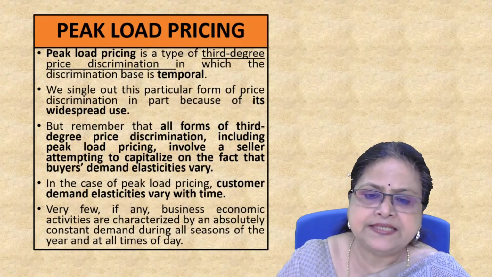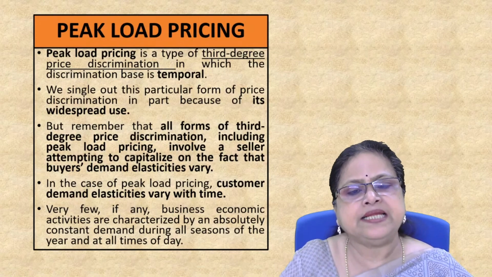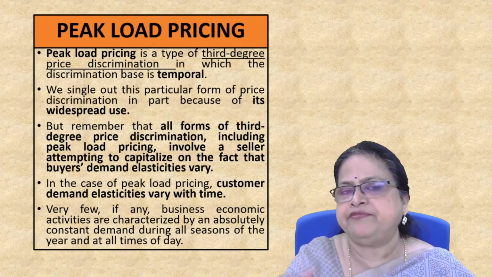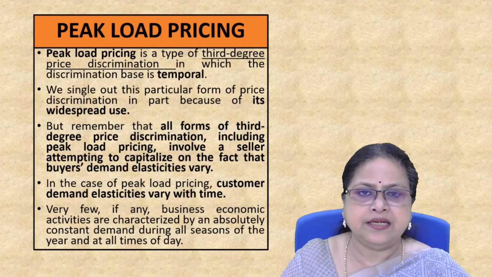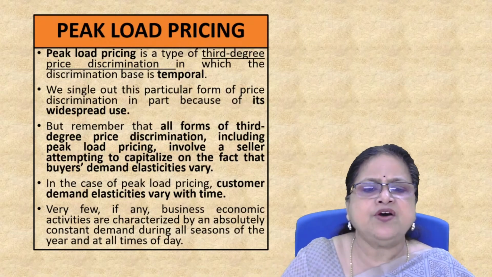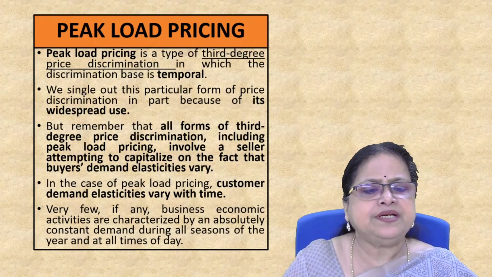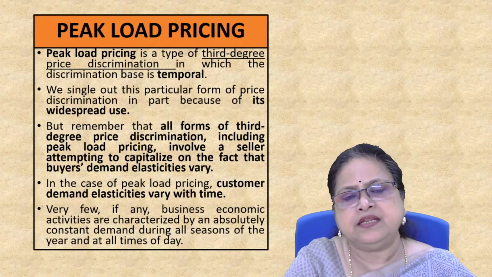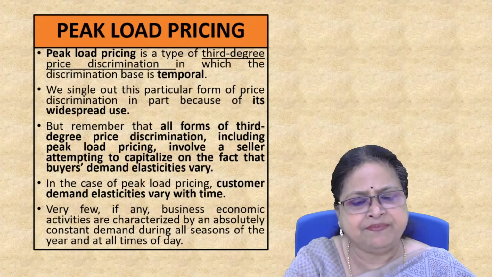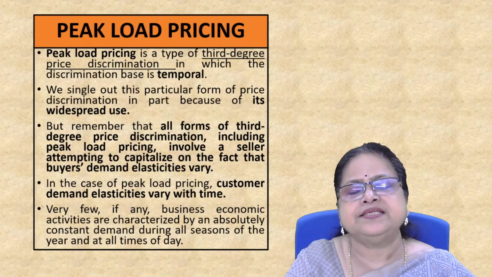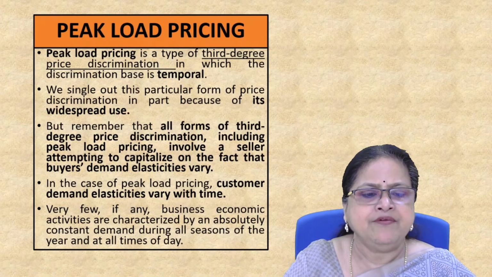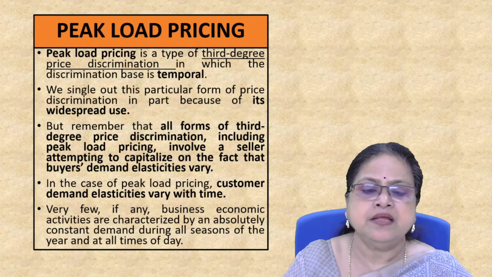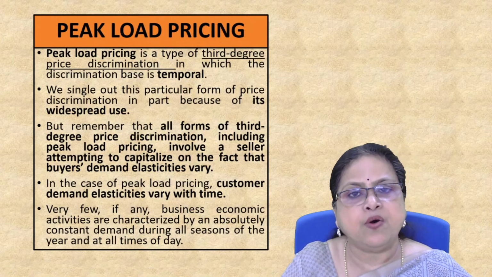attempting to capitalize on the fact that the buyers' demand elasticities vary. Otherwise, it cannot happen. Only if the buyers' elasticities of demand vary in different markets is third degree price discrimination possible. In the case of peak load pricing, customer demand elasticities vary with time. Earlier, what we discussed was third degree price discrimination in different markets at the same time, but here the demand elasticities vary over time. Very few business economic activities are characterized by an absolutely constant demand during all seasons of the year and at all times of the day.